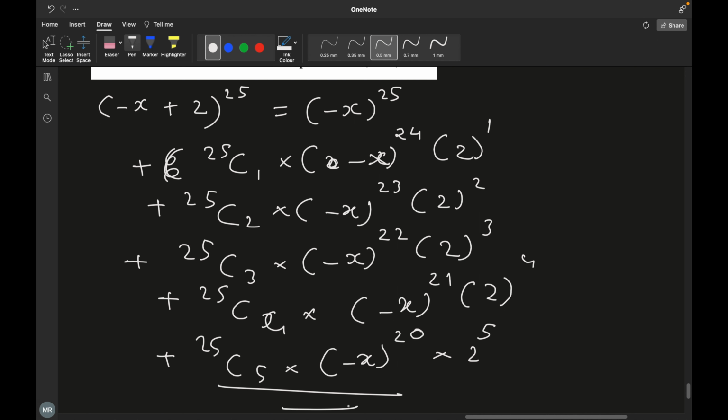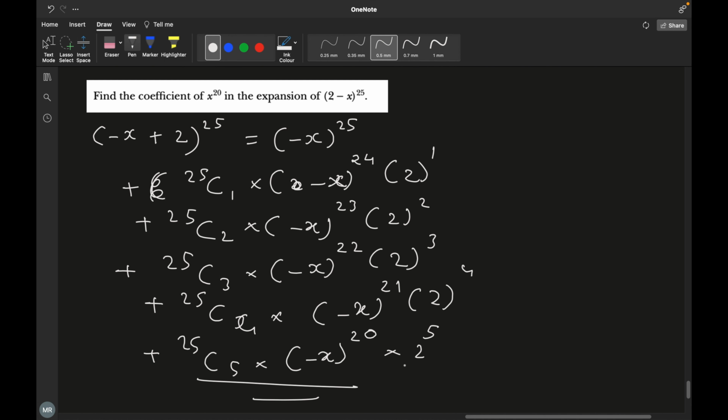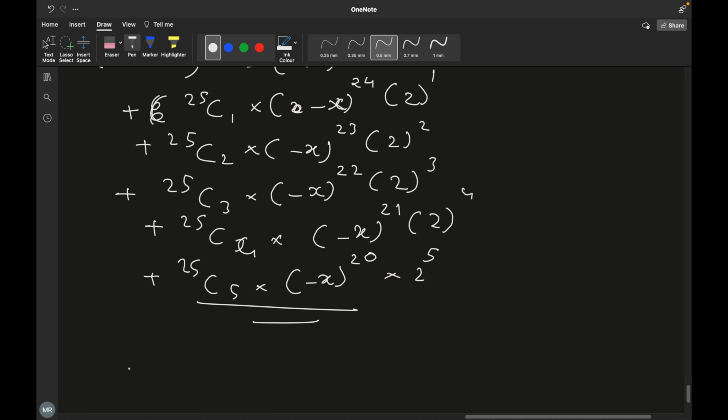And therefore, we just got this in 6 terms. And now we just have to simplify this, plug this into your calculator, and for this one, we get 53,130 multiplied by 2 to the power of 5. The final answer would be 1700160 x to the power of 20.